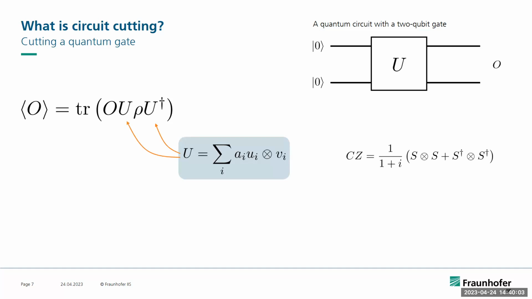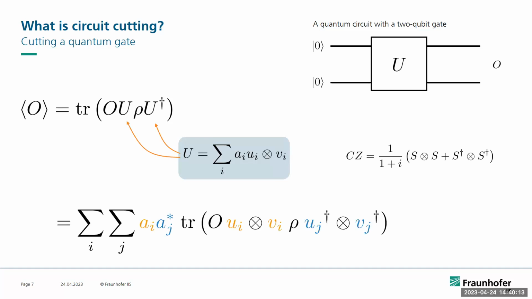For example, you can write a CZ gate as the sum over the tensor product of 2 S gates, 2 phase gates, and 2 S dagger gates. Then we plug that in. But you can see that there are terms in this sum where, for example, from the left an S gate acts, and from the right there also acts an S gate on the density matrix. So not all of these terms correspond to actual valid quantum circuits, and we cannot run all elements of this sum on a quantum computer.